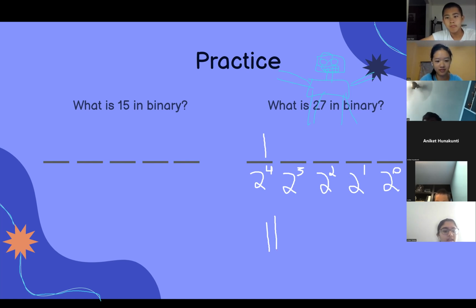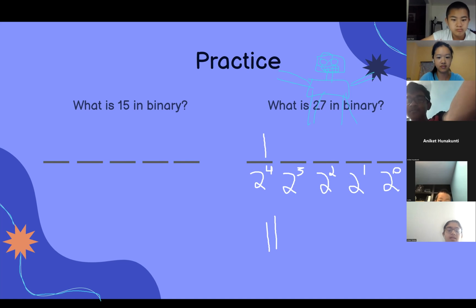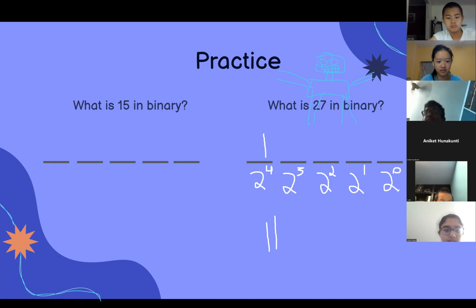Today we will be going a bit over base 3, but I don't think we're going in depth right now. Just focus on this. Okay, so how many 2 to the power of 3s go into 11?